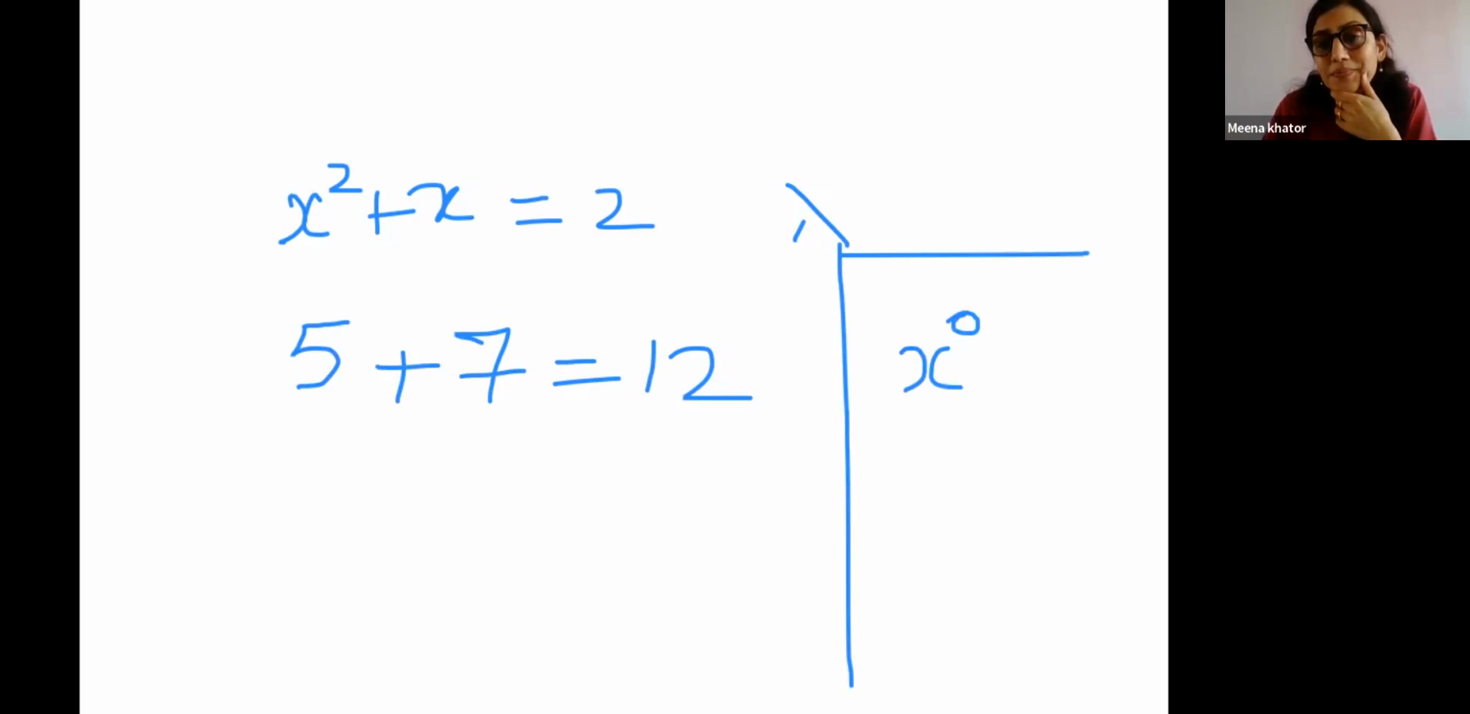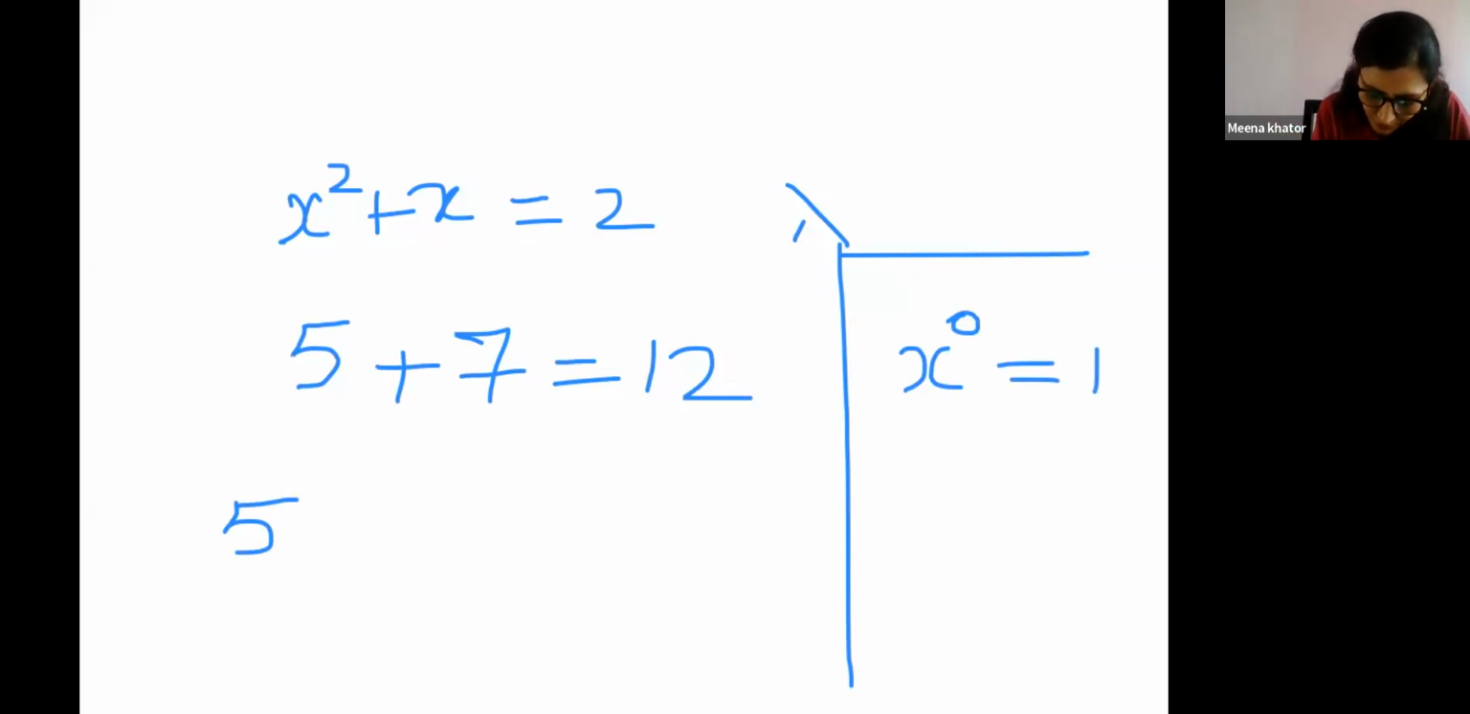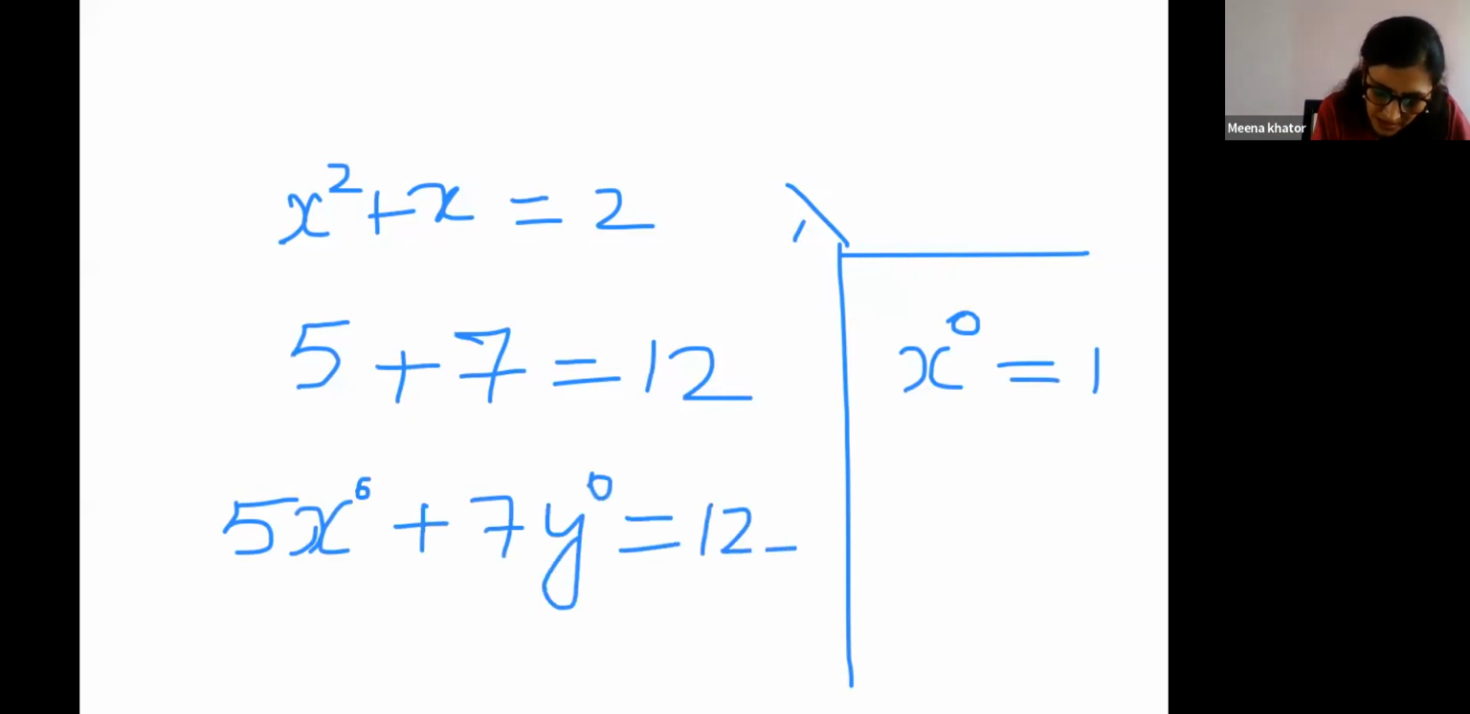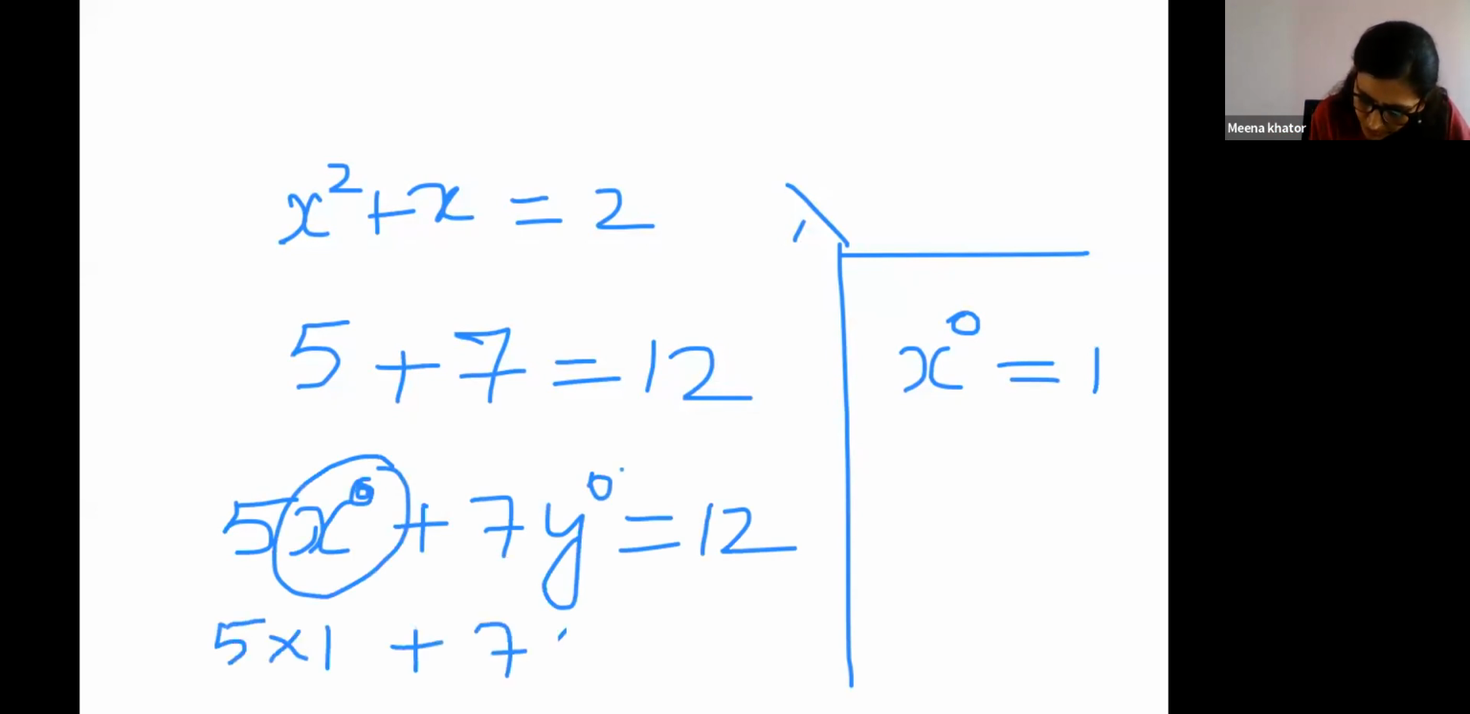What will happen? Yes. So some of you already know the answer. The value is 1. Anything raised to the power 0 is 1. So if I write 5x to the power 0 plus 7y to the power 0 is equal to 12, it means x to the power 0 is 1. So 5 multiplied by 1 and y to the power 0, this is equal to 12.